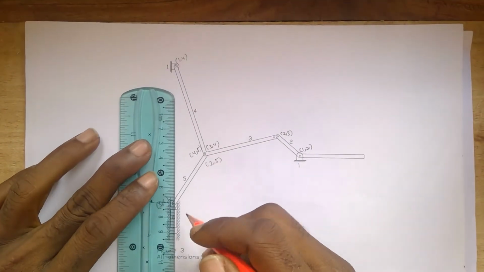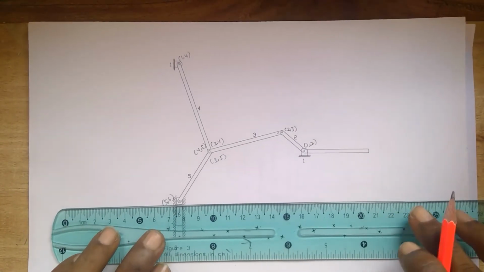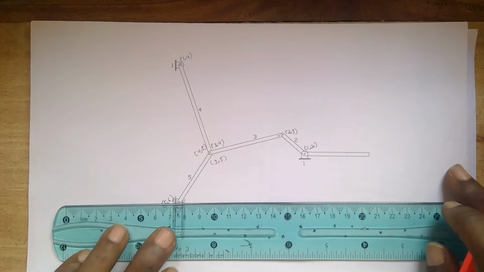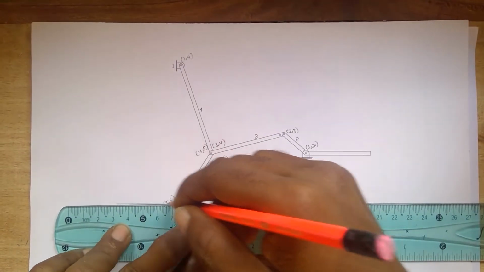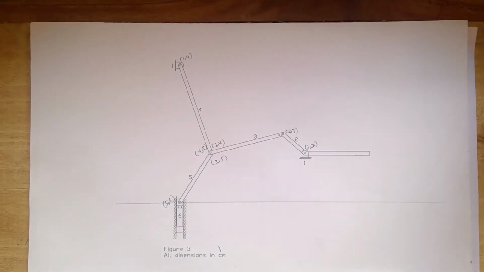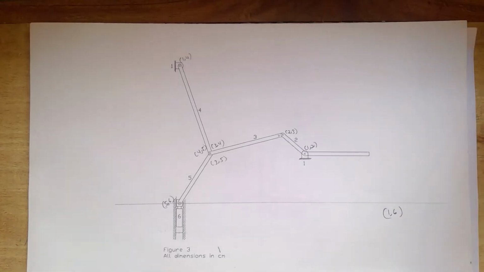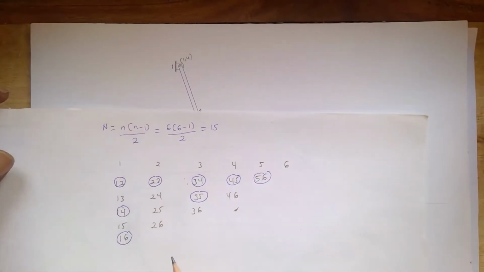You've seen that the slider will be sliding vertically. The instance center must be perpendicular to the sliding direction. So we are going to have a horizontal line here. This line here becomes the instance center 1,6, which is what we have here.